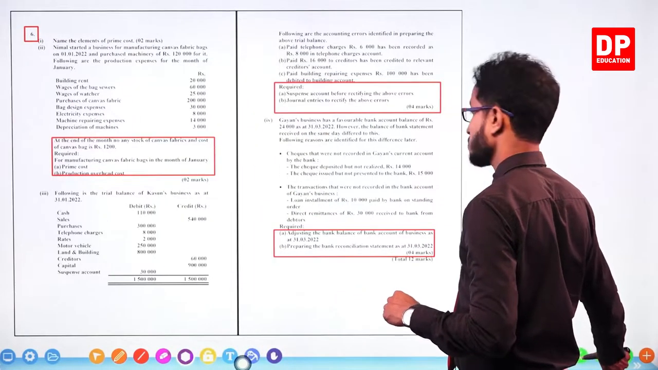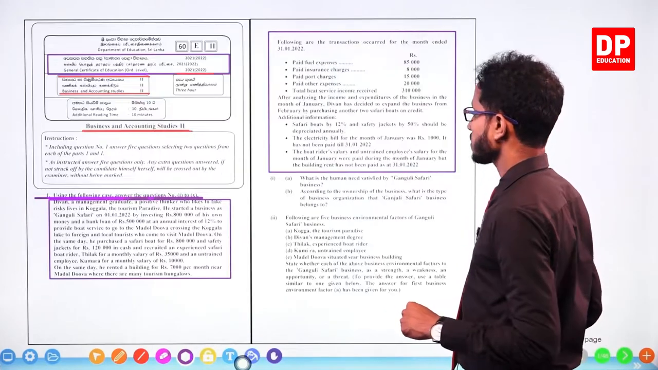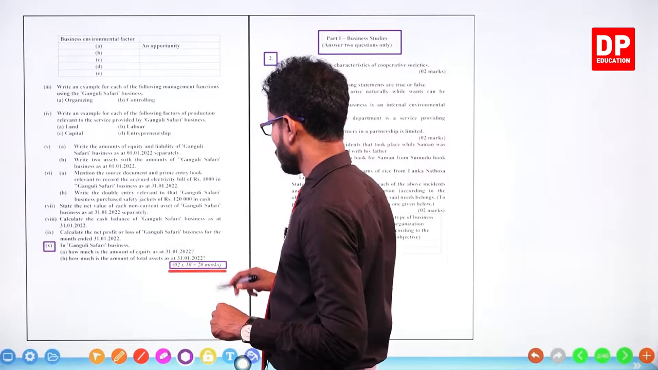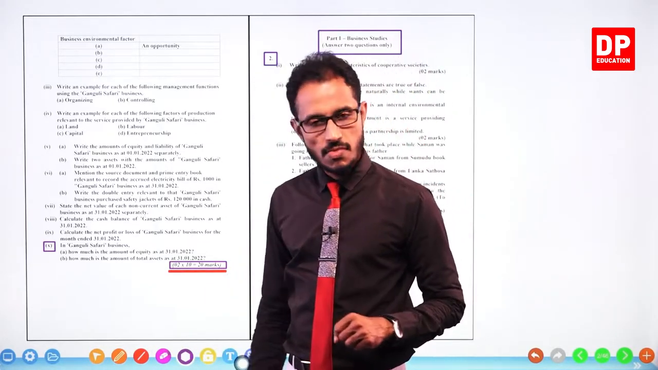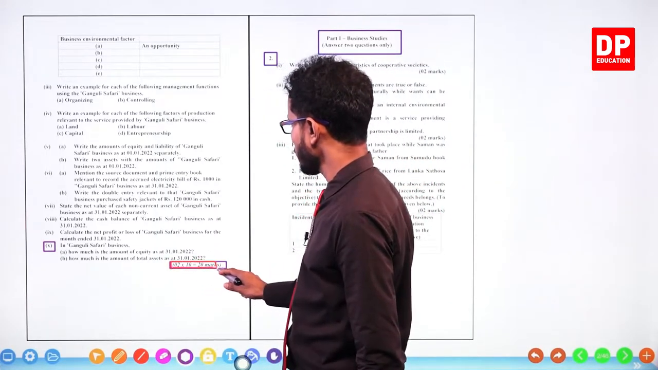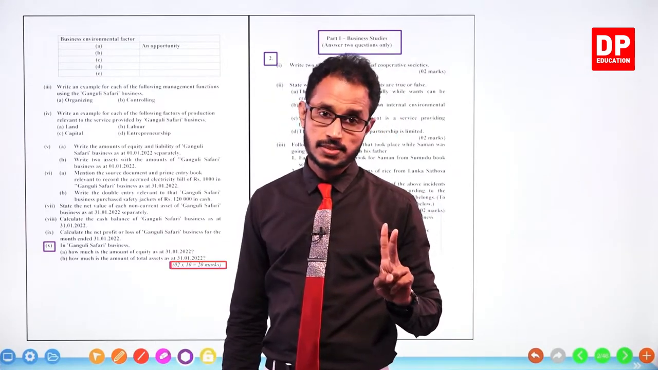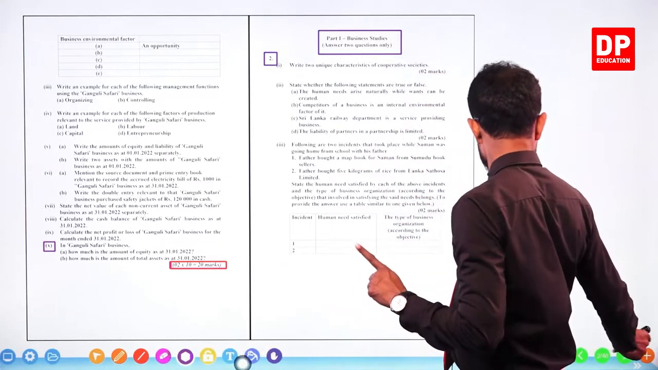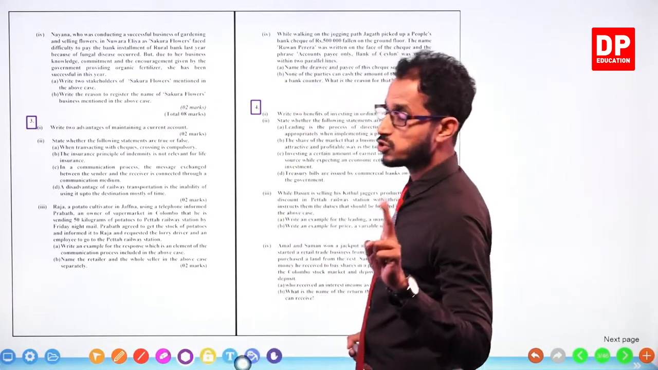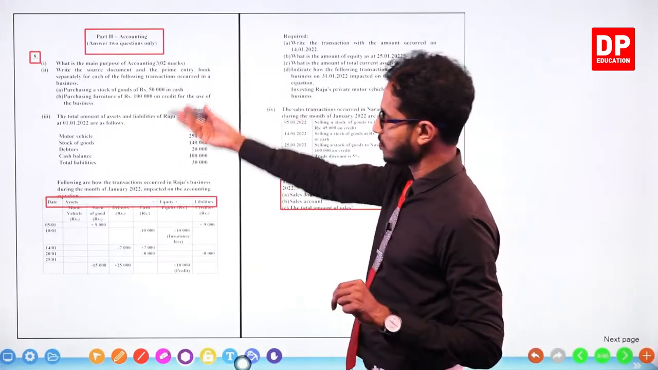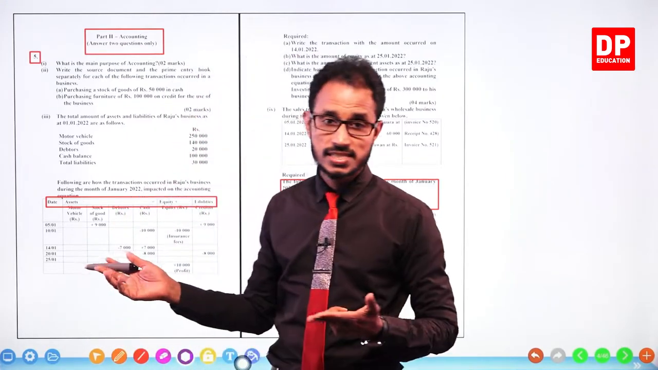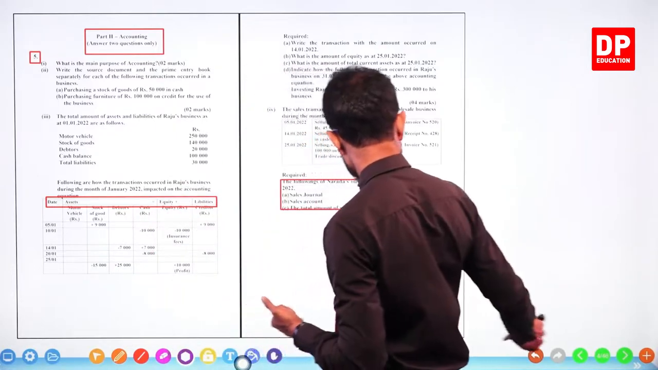Then for the first question, 20 marks. And you are well on your way to achieve 60 marks for the second paper in total. Again, I'm saying 20 for the first question, 16 for the two BS questions, 24 for the two accounting questions, 12 each. So 24 plus 16, it's 40, 40 plus 20, that is 60.